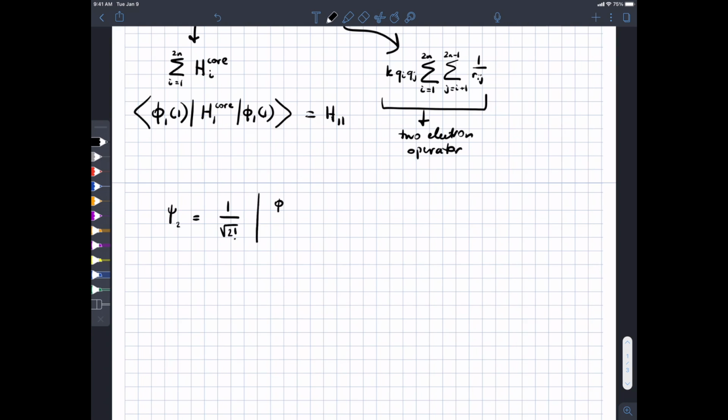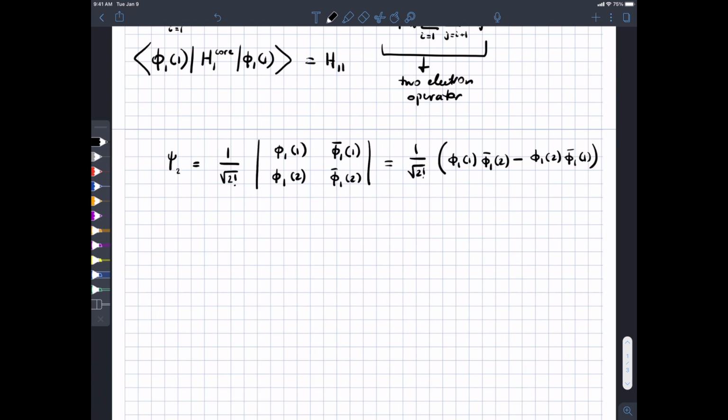We have orbital phi 1 with electron 1 in it, and here orbital phi 1 with electron 2 in it. Similarly, orbital phi 1 bar with opposite spin with electron 1 in it, and orbital phi 1 bar with electron 2 in it. And if we expand this out, we get, based on the rules for determinants, phi 1 with electron 1 times phi 1 bar with electron 2 minus phi 1 with electron 2 times phi 1 bar with electron 1.